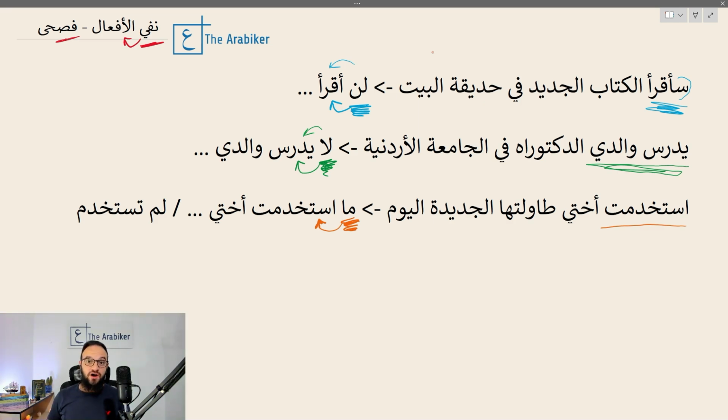The second particle that I used is لم. But لم here was followed by present form of the verb, which might be confusing to some learners. Note that لم here, followed by a present form of the verb, is used to negate past tense. لم plus present form of the verb is used as a structure to negate the past tense.